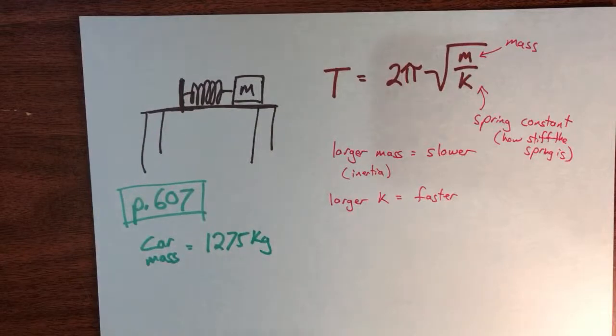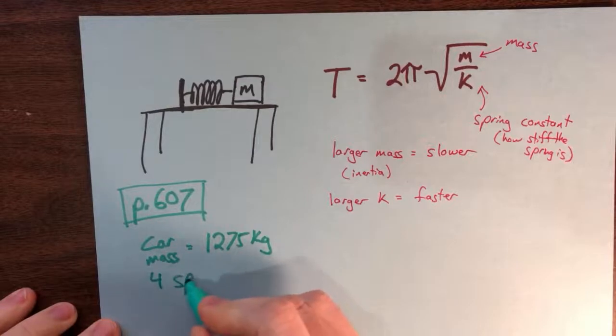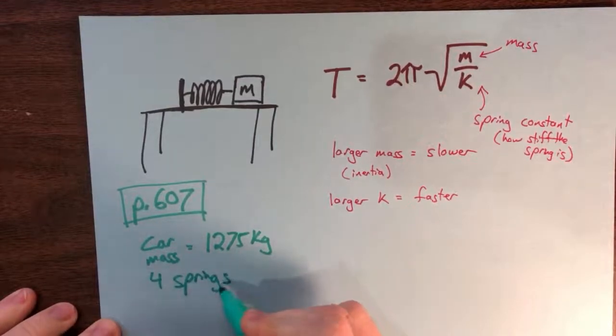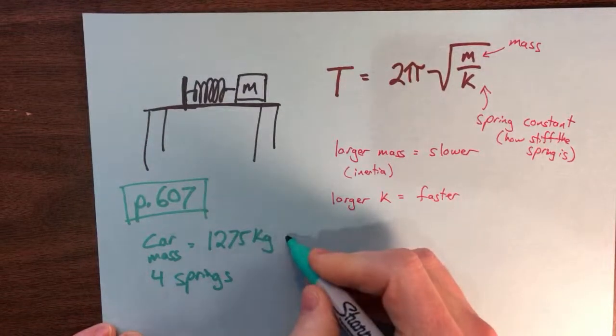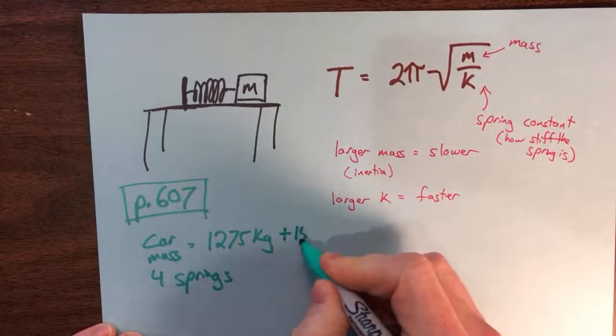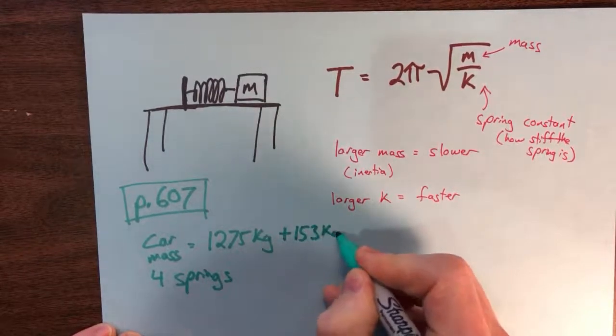And it's supported on a frame by 4 springs. Okay, so we have 4 springs, which makes sense, right? We have one for each tire. And we're going to, well, let's continue on. We've got 2 people riding in the car that have combined mass of 153 kilograms. So what we can go ahead and do is, because that's the combined mass of the people, we're just going to add on that 153 kilograms right here.